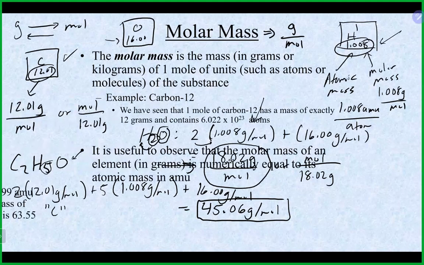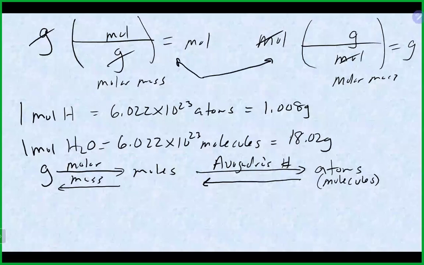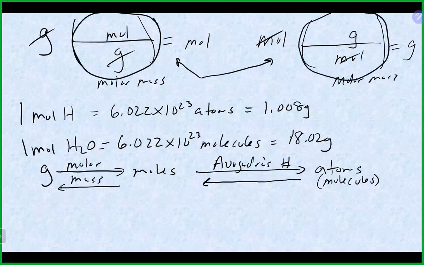Then once you have that 18.02, you most likely will use it in a calculation like up here in one of those versions. The 18.02 would be this number here on each of these calculations, and you would use it as a conversion factor in a problem. You would use it to either convert grams to moles or moles to grams.